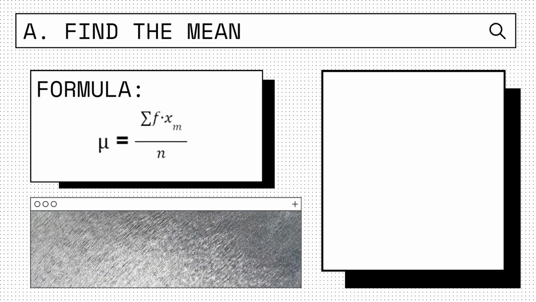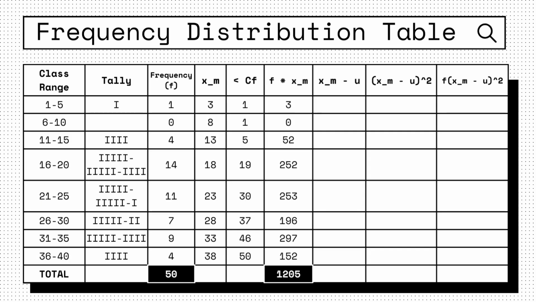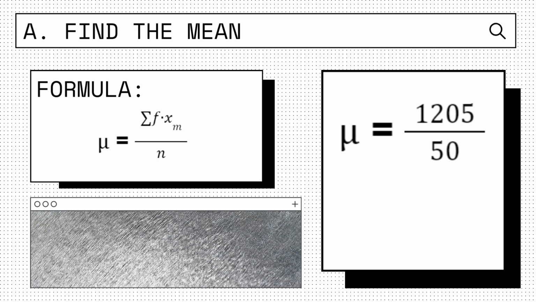So for the seventh column, to identify the X sub M minus mean, we must first find the mean. To find the mean, we're going to use the formula: mean is equal to the summation of f times x sub m divided by n. According to the frequency distribution table, the summation of f times x sub m is 1205 and the n is 50. Then substitute the values to the formula. So now we have 1205 divided by 50. Then divide, so we will get 24.1 and that is our mean.